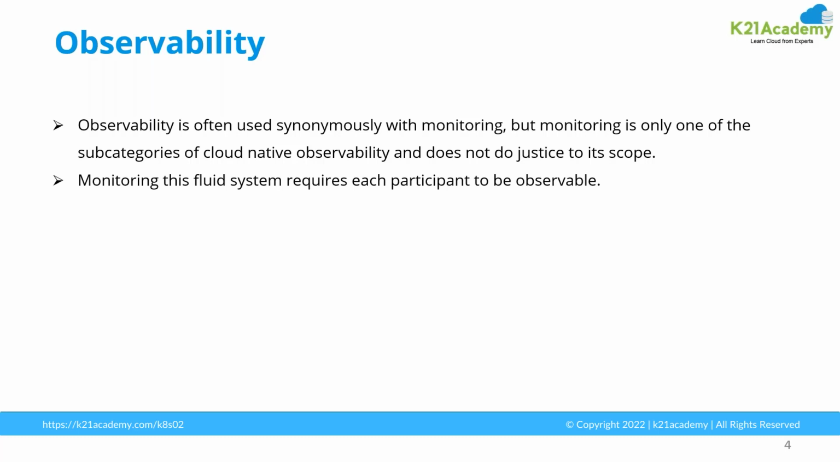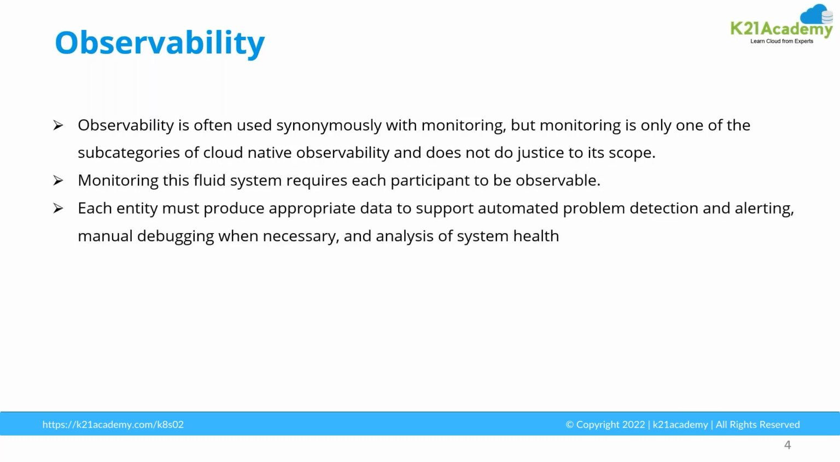Whenever you're monitoring the system, you need to monitor each and every aspect of your platform. Yesterday we saw the Kubernetes resources, like replication controllers, deployments, pods, services, routes. All these things are resources, so you need to observe all of them in a cloud native environment. When you monitor this, each entity must produce appropriate data to support automated problem detection.